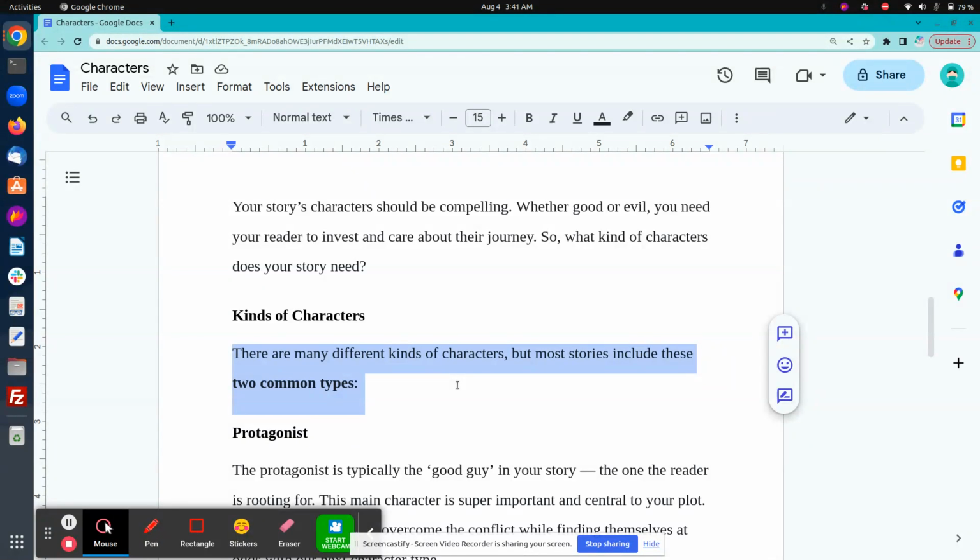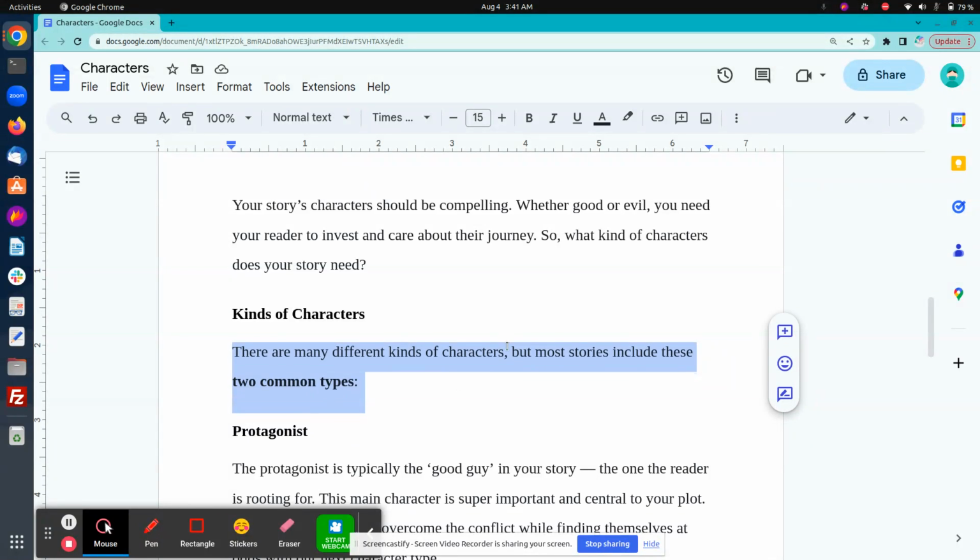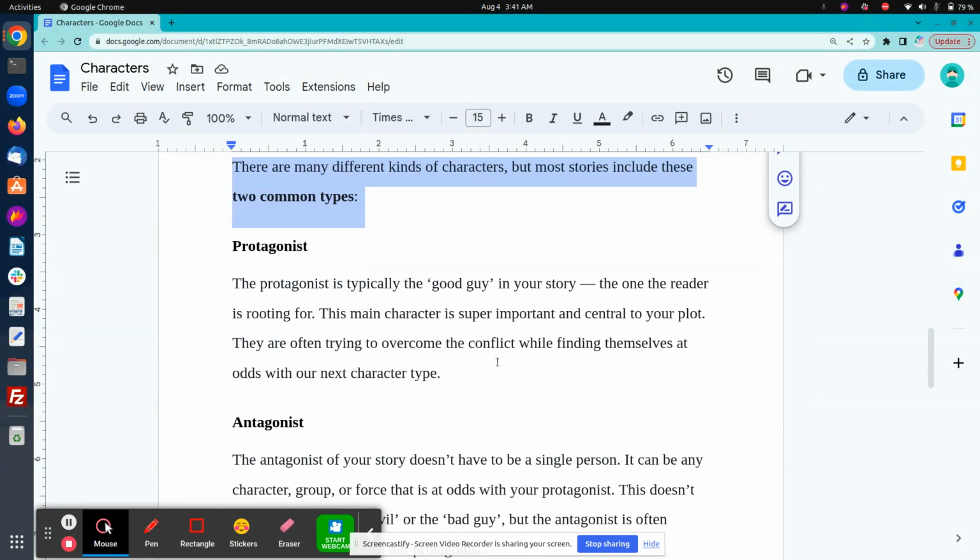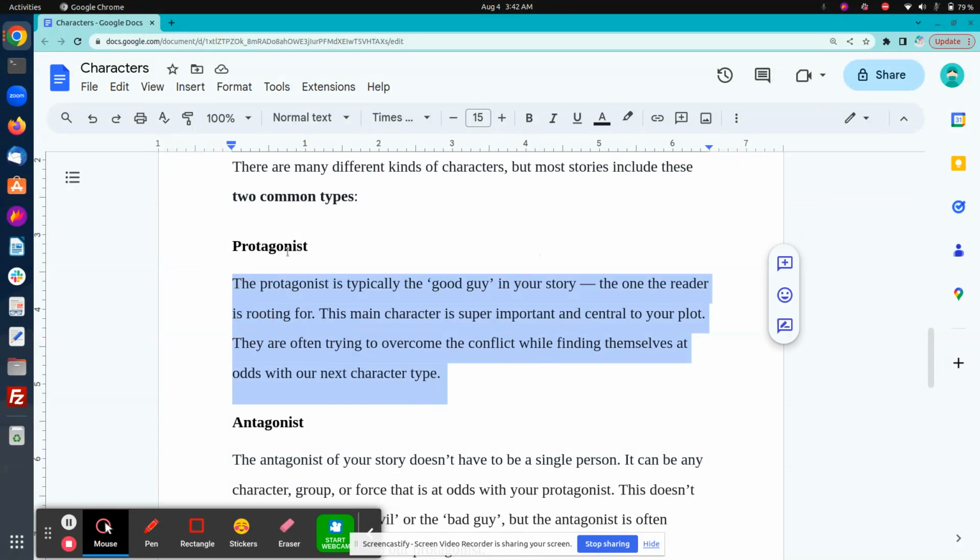So protagonist is the good character, is often opposed, exploited, or victimized. On the other hand, antagonist is the bad character. It causes problems and sufferings to other characters. All right? So just to give you an overview, protagonist you need to keep in mind is a good character, whereas antagonist is the bad character. Let's read it aloud what they're saying. The protagonist is typically the good guy in your story, the one the reader is rooting for. The main character is super important and central to your plot.